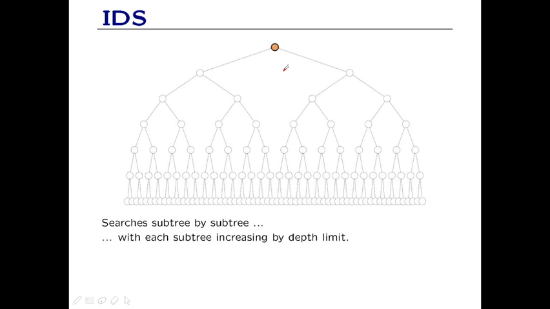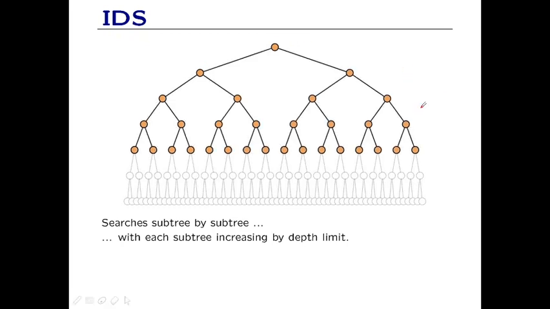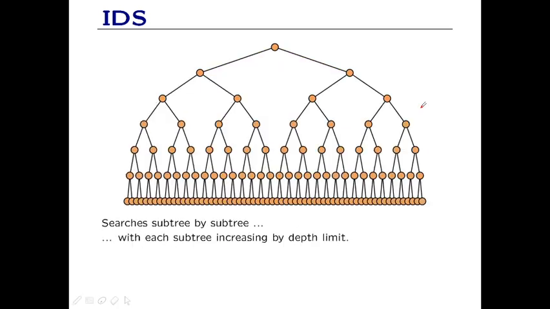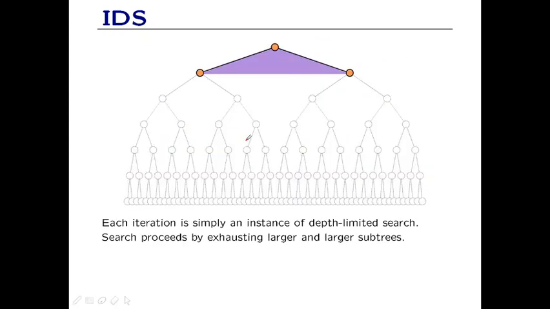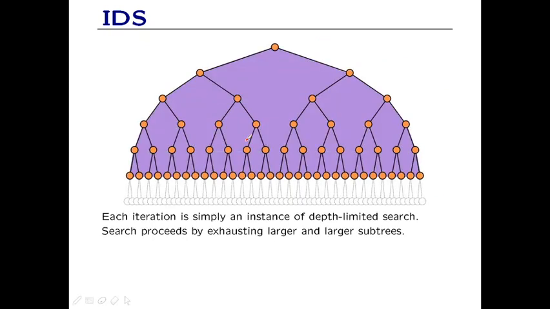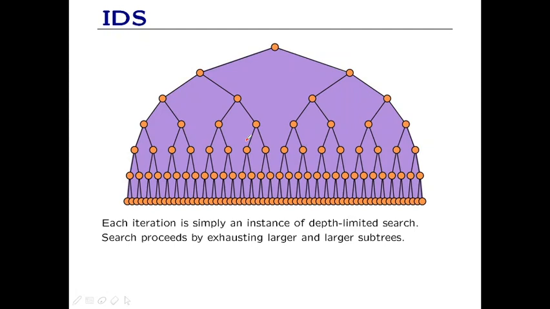What is iterative deepening search? Iterative means level by level. This is your first level, this is your second level, this is your third level, and as you can see, it goes by level to level. Remember this: first, second, third, fourth, fifth, sixth, and seventh. Like that, level by level, it's going to do the search.